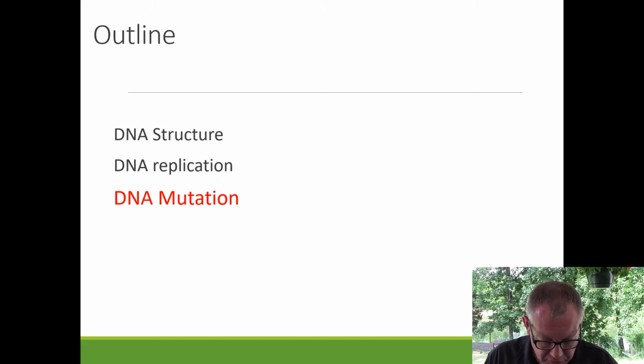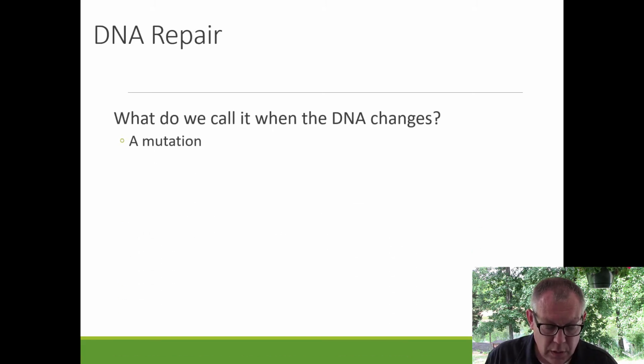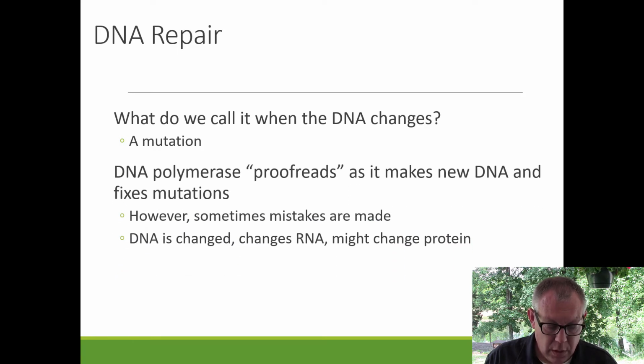Last thing we need to talk about is mutation. What happens when something goes wrong? You remember that a mutation is when the DNA changes. So one of the things that occurs as DNA polymerase is building these new strands of DNA is that they proofread. The enzyme can tell, and it kind of goes along and it makes sure that the right nucleotides are in the right spot. But every once in a while, it makes a mistake.